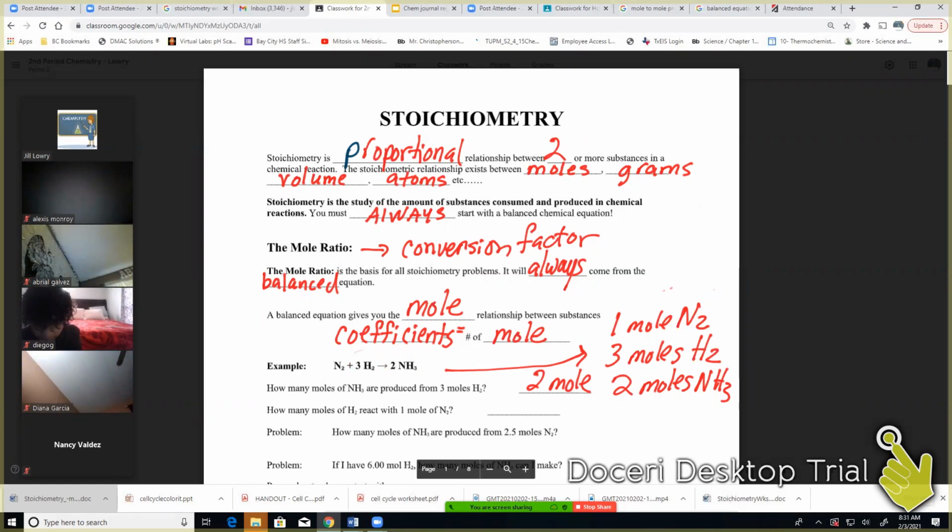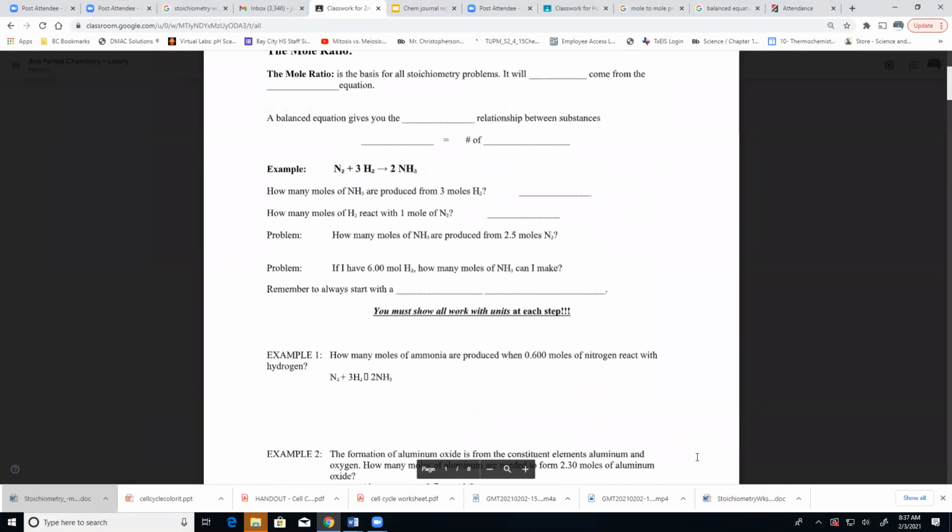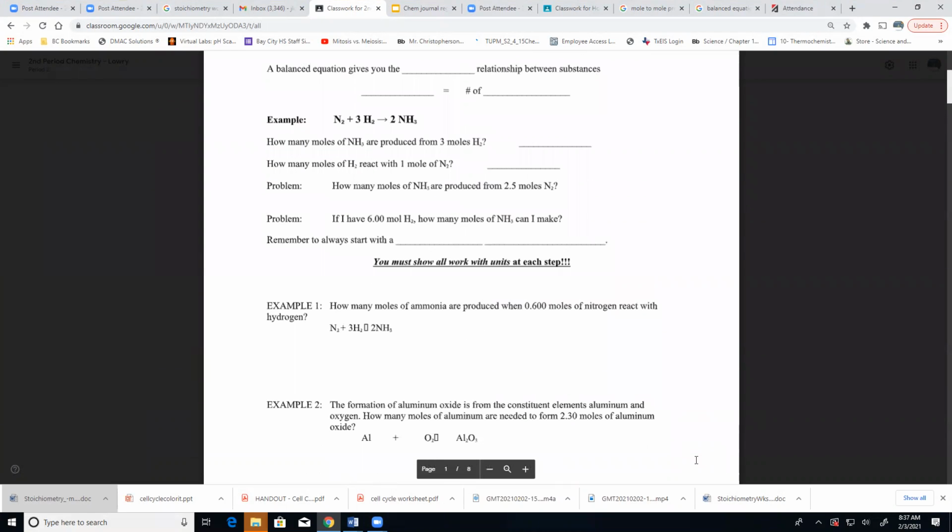Next one, I have 1 mole of nitrogen, which is what I have in my problem. How many moles of hydrogen does that react with? 3 moles. Perfect. So that's kind of the easy ones. I can get them directly from the problem, but of course they're not all going to be that easy. We're going to have to do a little bit of math with them. So today, not too much math.